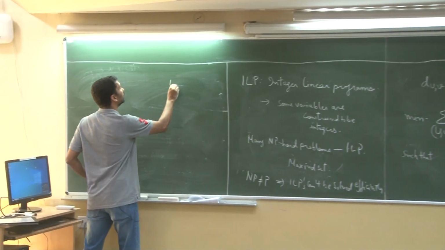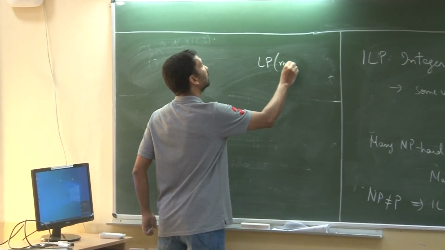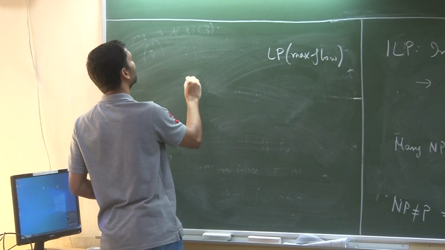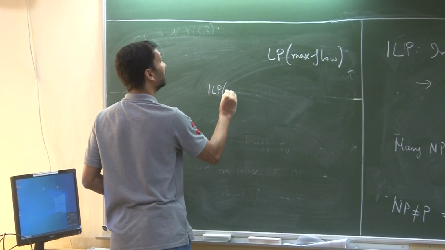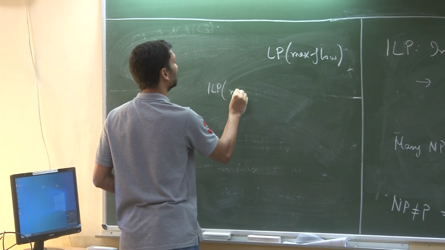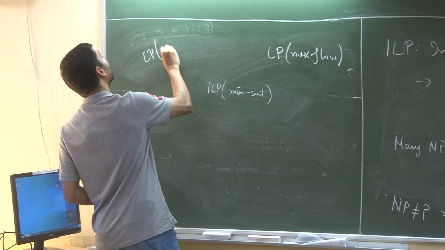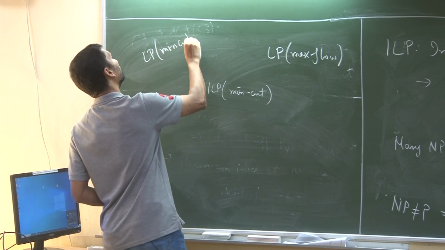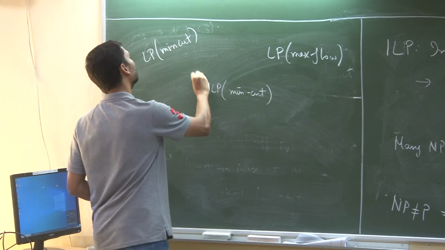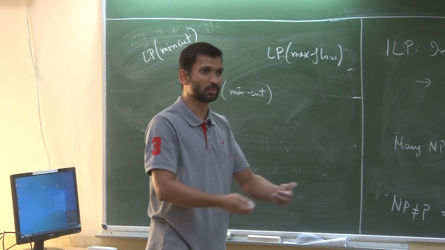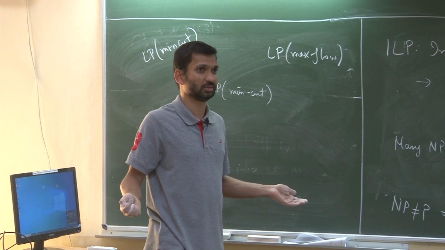So now we have an LP for max flow, we have an ILP for min cut, and we have an LP for min cut. We know this just because the feasible region has expanded, right?